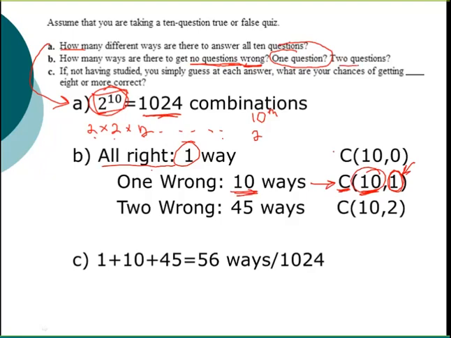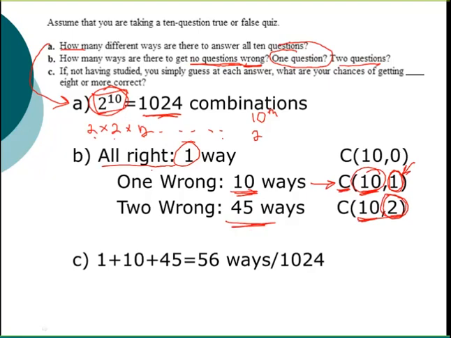And then the next one says 2 questions wrong. Well, out of the 10 questions, you want to get 2 of them wrong. You want to figure out how many ways there are to get 2 of them wrong. So you just do a combination, because you're grouping 2 questions out of the whole thing. We don't care about what order the 2 questions come in. So if you do this on your calculator, you get 45 different ways.